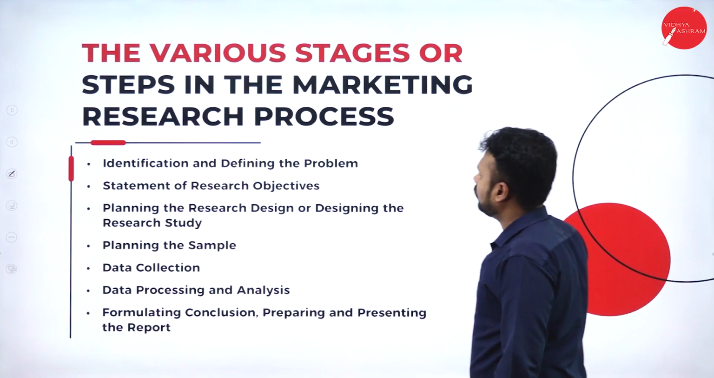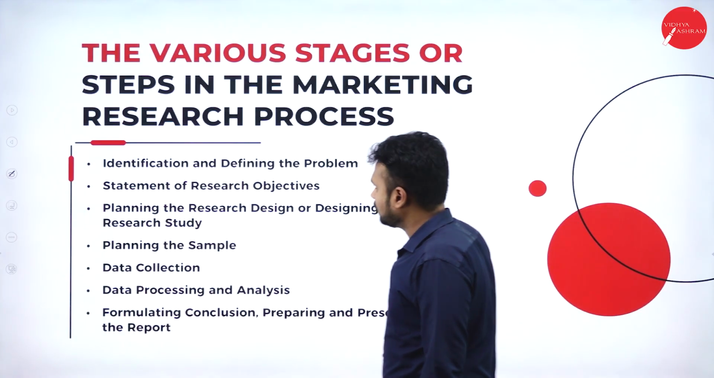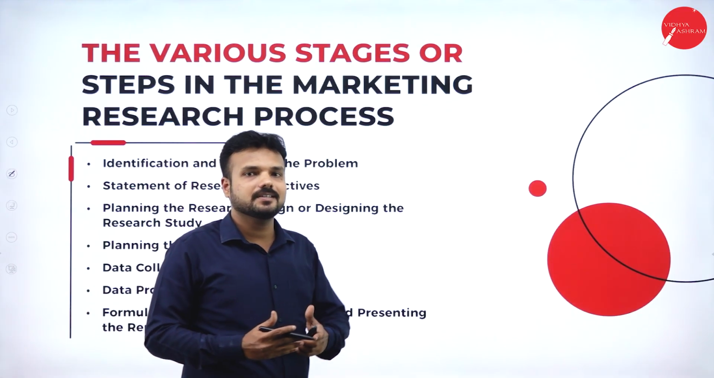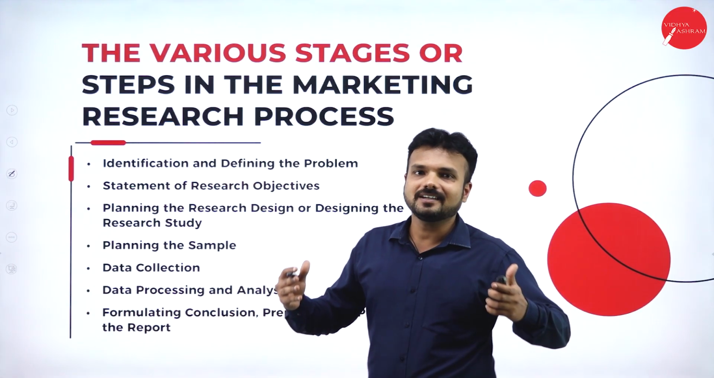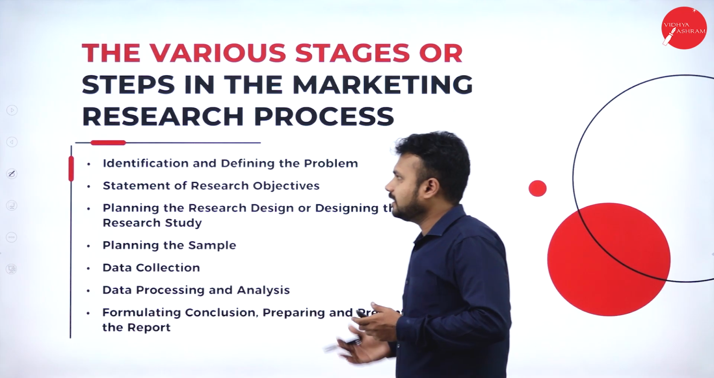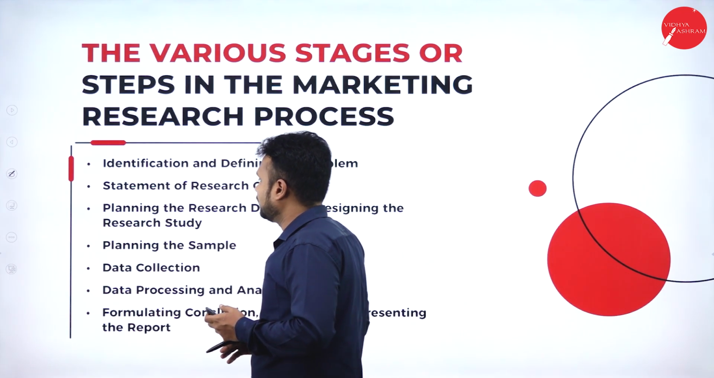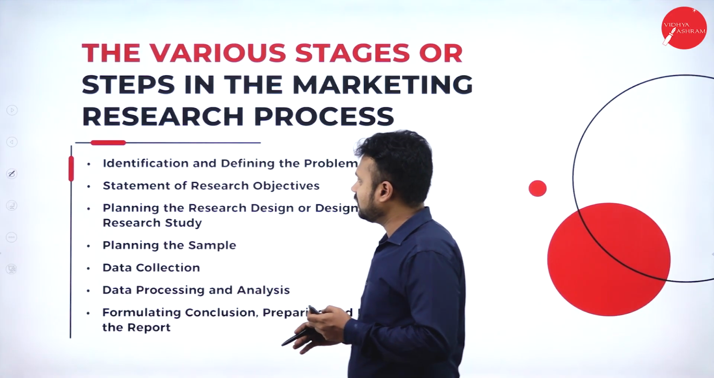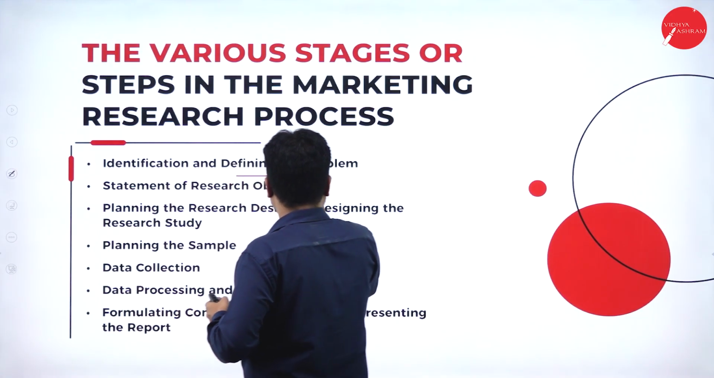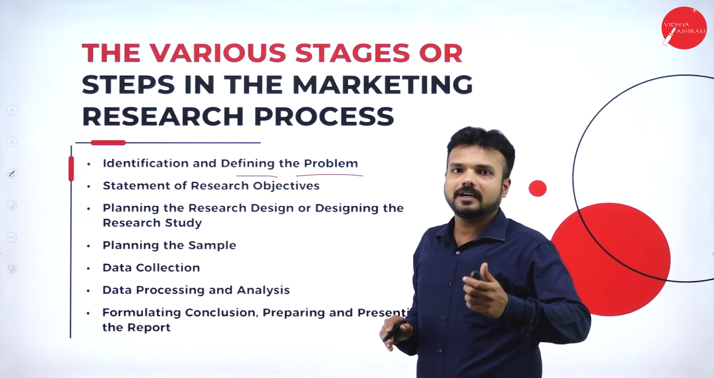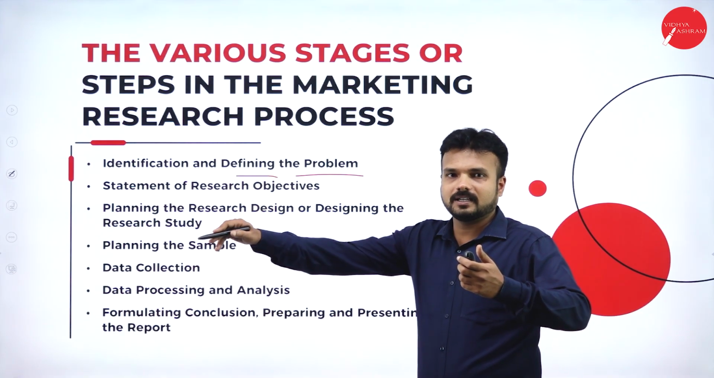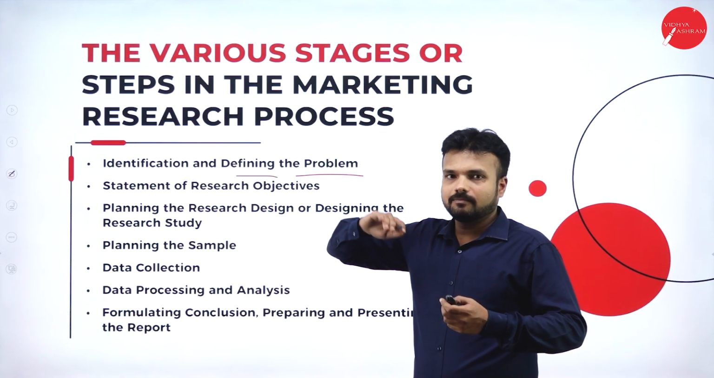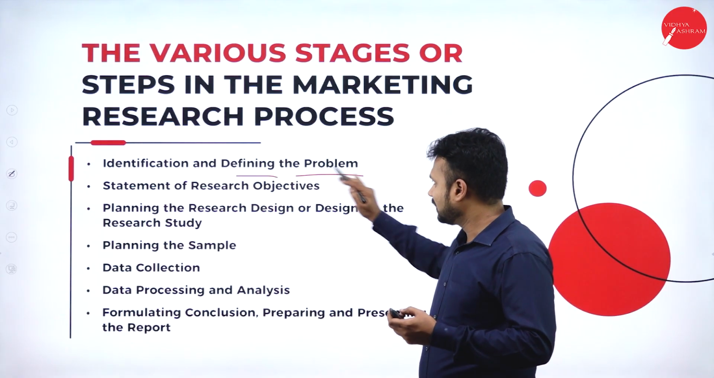The various stages or steps in the marketing research process. This marketing research process is a wider process, wide in nature. So how exactly is marketing research going to happen? There are various steps in the market research process. The first thing is identifying and defining the problem. Once we identify the problem, we can set the goal which we are supposed to reach. The goal can be decided by identifying the problem.